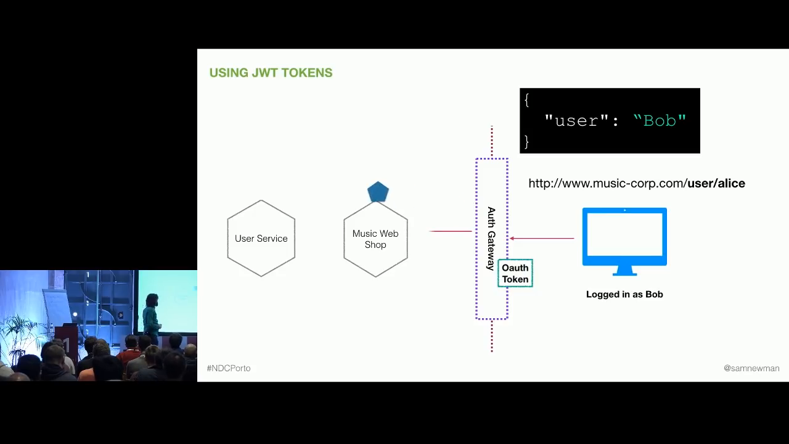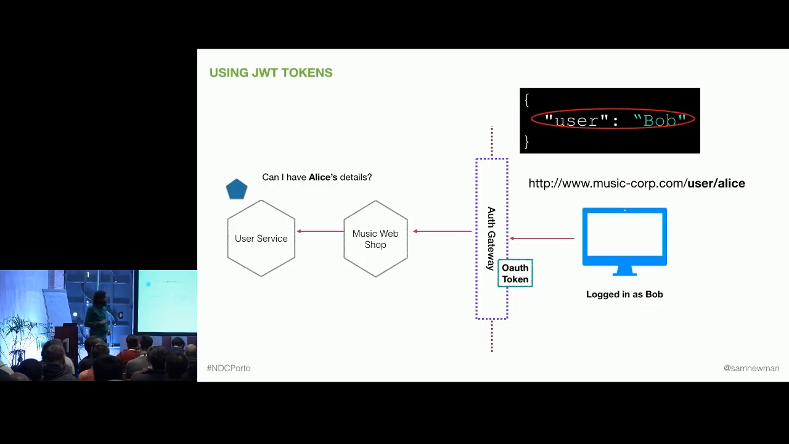That token gets passed downstream, could be in the header of the request. The user service gets asked, can you give me Alice's details? The logic in the user service says, I will only give Alice's details to Alice. It takes the token, validates it's a real token, extracts the information, it sees the user is Bob, and it goes, no way. That's not going to happen.